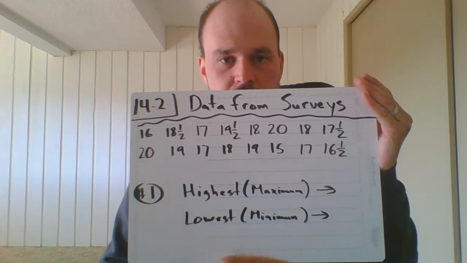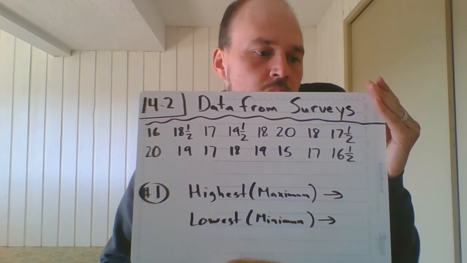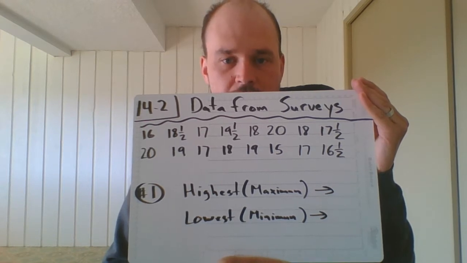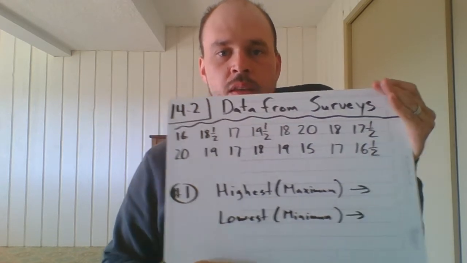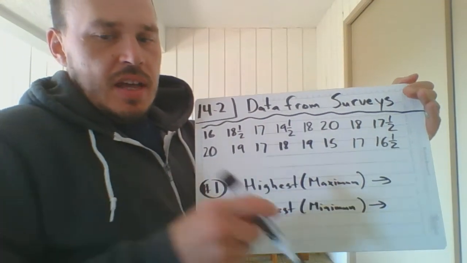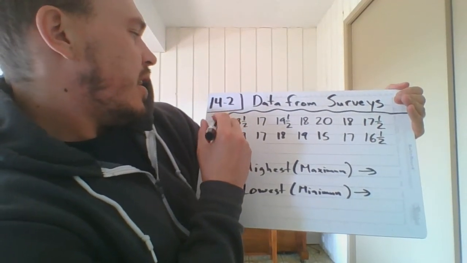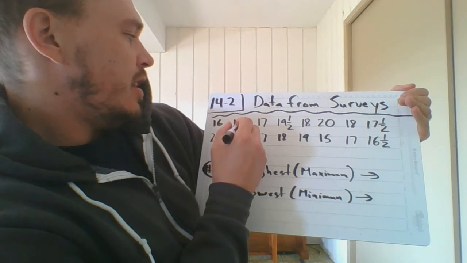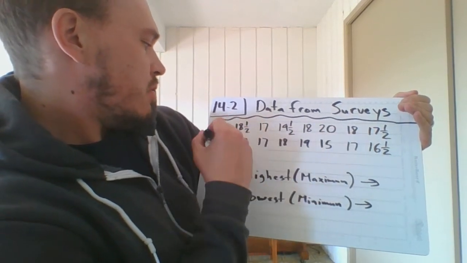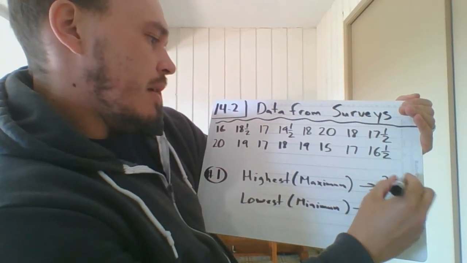So on my whiteboard here, I wrote down all the data from the surveys. And question number one asks you, what are the highest and lowest? So there's some better words for highest and lowest. It's the maximum amount and the minimum amount. So in order to do this, you look through the data and you're going to find the highest number or the maximum number and the lowest number. So I'm going to look for the highest. 16, 18 and a half so far, 19 and a half, 20 is the highest now, 20 is the highest still. So 20 is going to be my maximum.